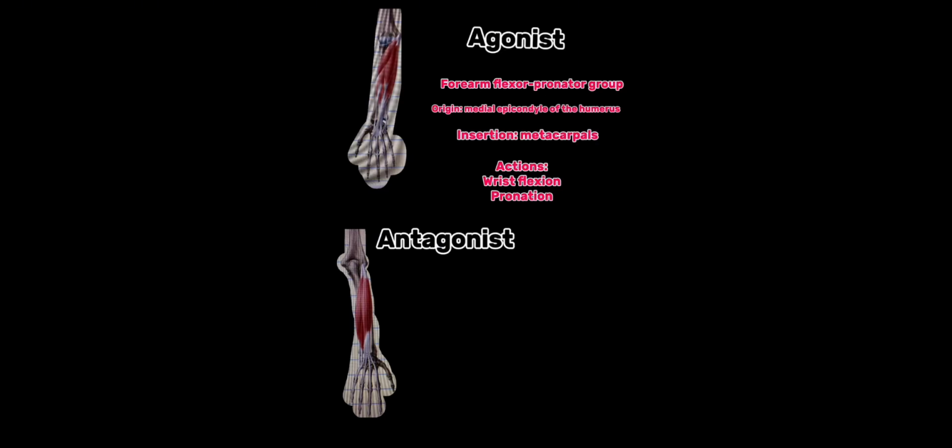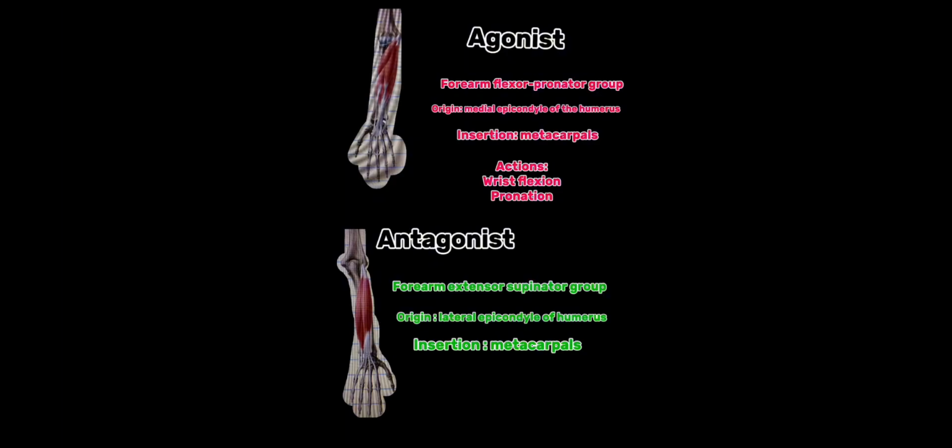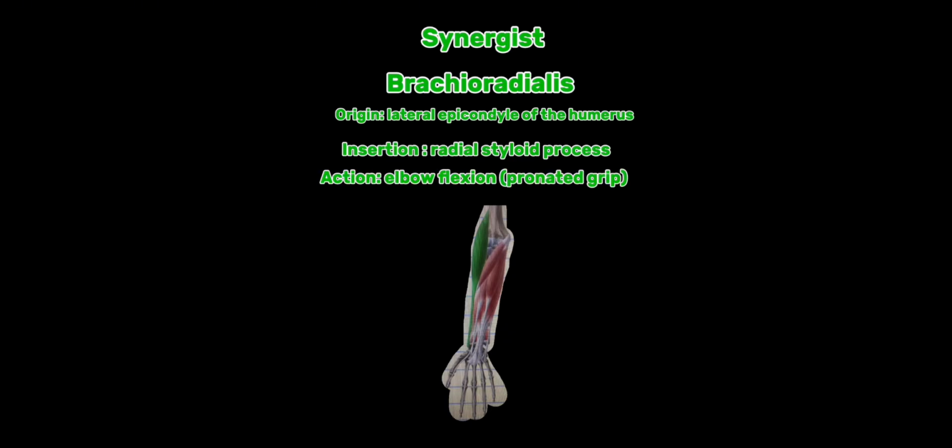The antagonist muscle would be the forearm extensor supinator group. The origin of the forearm extensor supinator group is on the lateral epicondyle of the humerus. Its insertion point is once again at the metacarpals, and the 2 actions it can consist of are wrist extension and supination. The synergist is the brachioradialis. The origin point is on the lateral epicondyle of the humerus. Its insertion is on the radial styloid process, and its action is of course elbow flexion in the pronated grip.